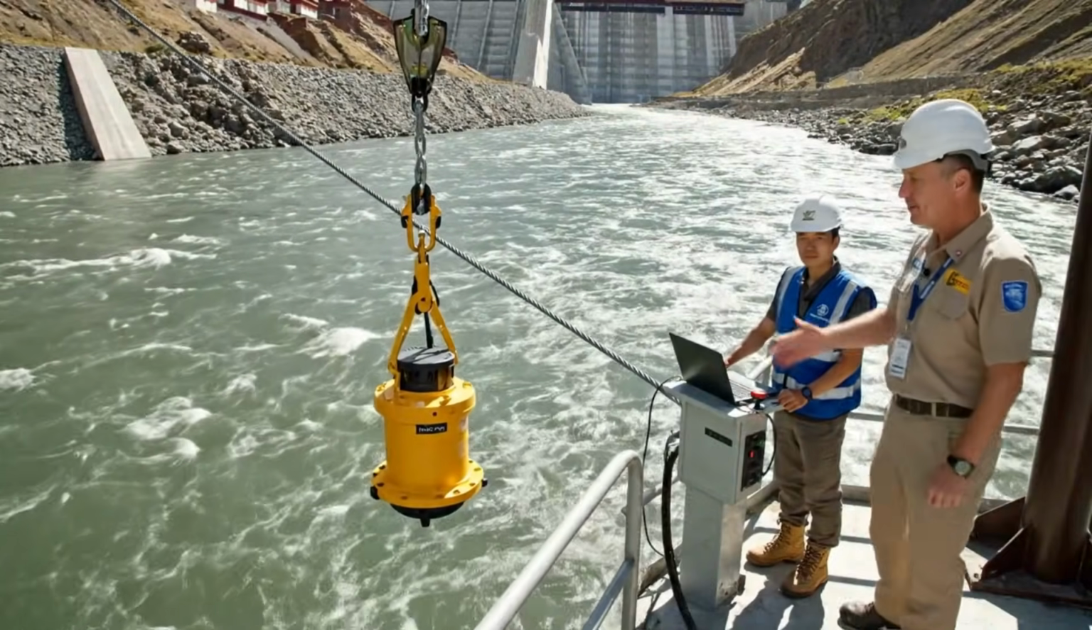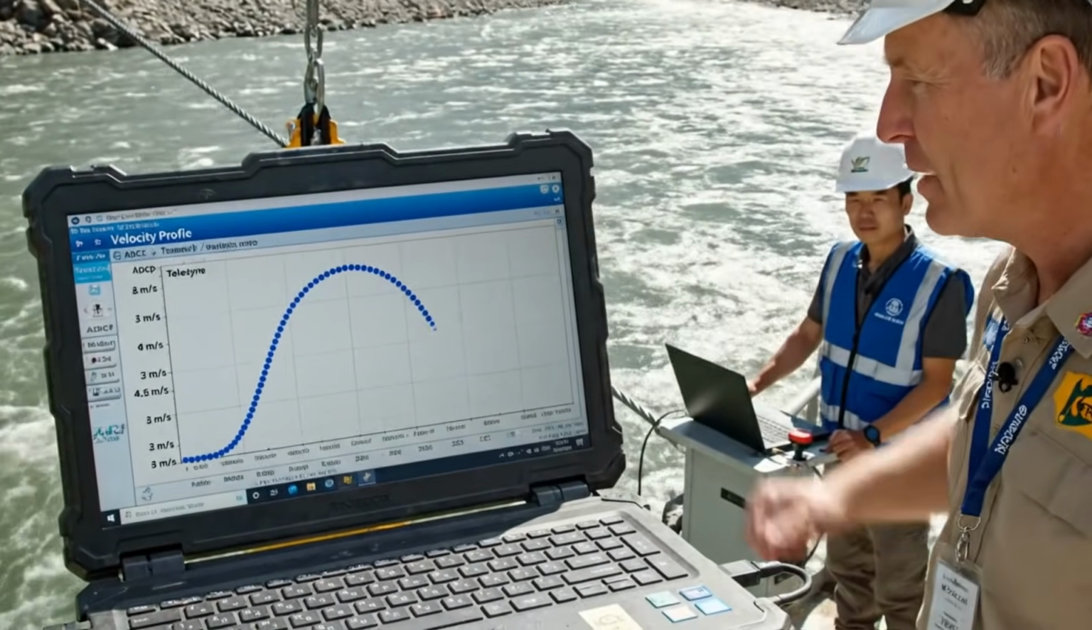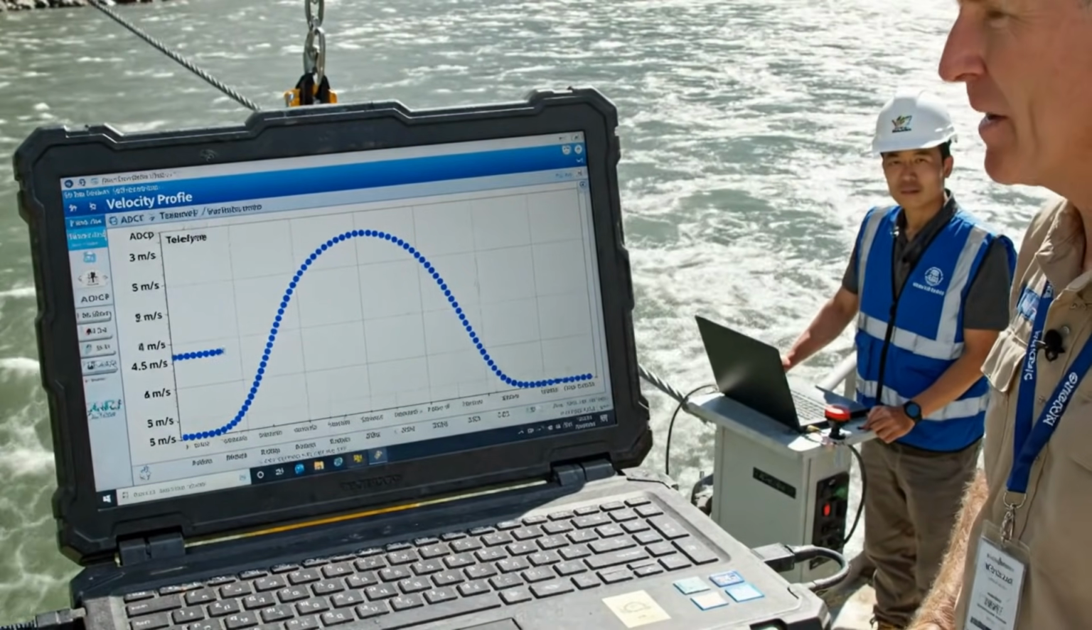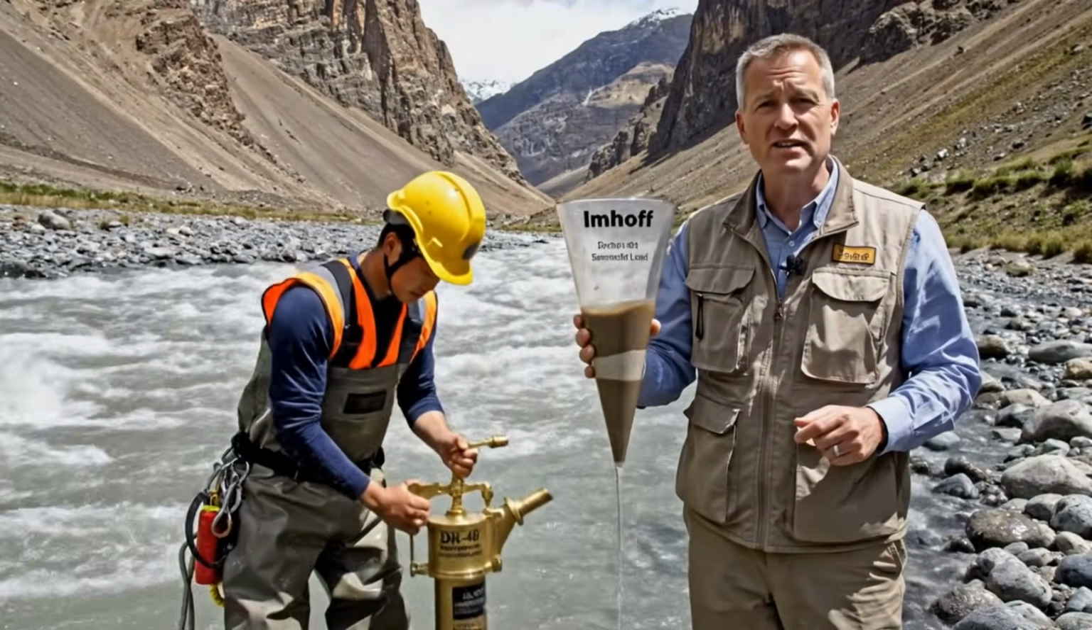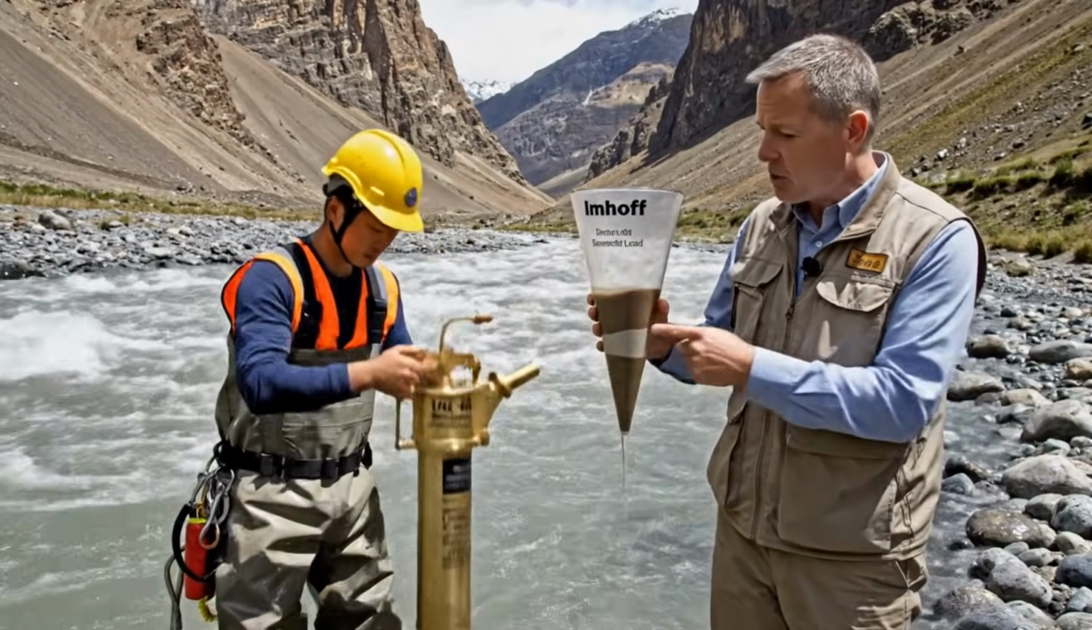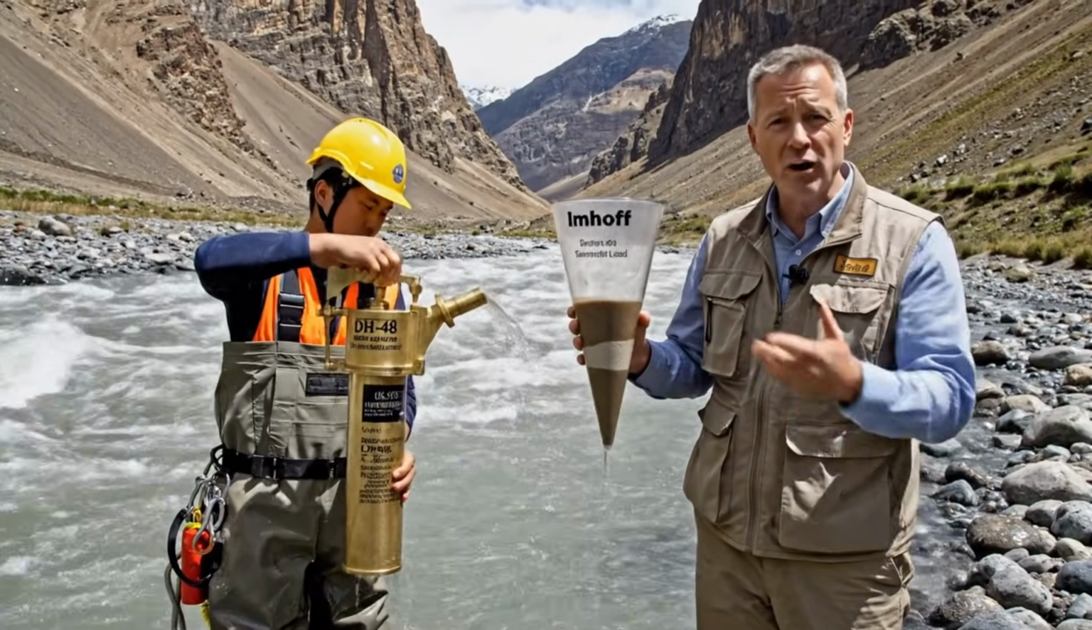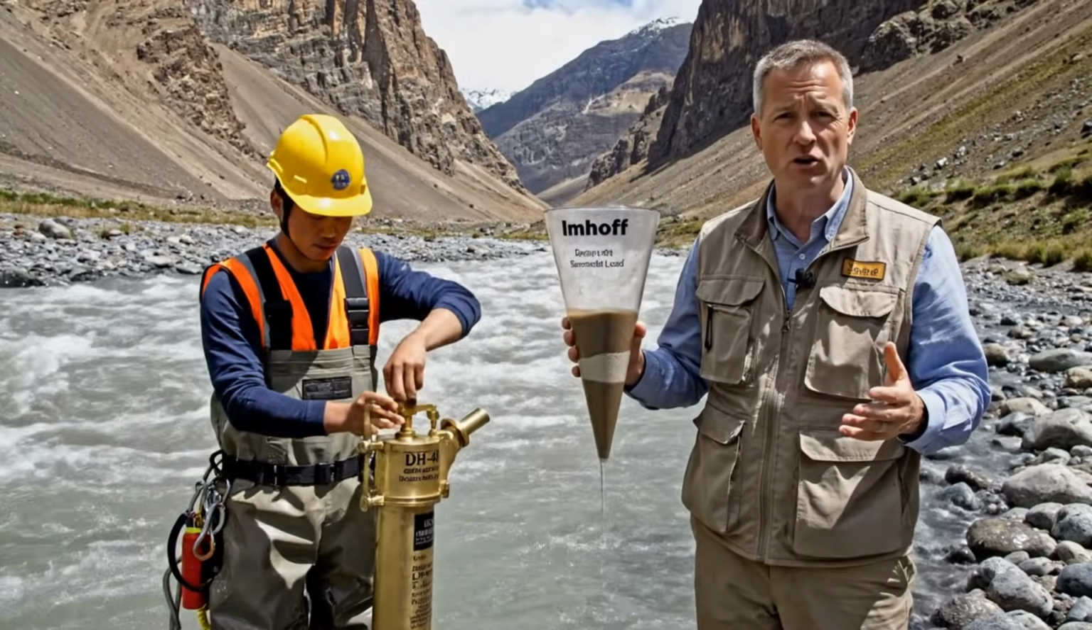As you can see, the velocity profile is building nicely. We're hitting 4.5 meters per second right in the center channel. That's incredible speed. The power potential here is immense. This sample shows the scale of the challenge. The Yarlung Sangpo Canyon alone accounts for 45% of the total sediment load downstream.